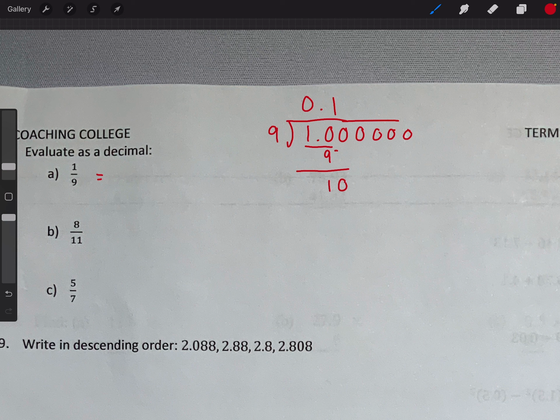Bring the 0 down. 10 divided by 9 is again 1. And then 1 times 9 is 9. Subtract, get 1, bring the 0 down. And as you can see, the pattern is going to continue. So we're going to get 1, 1, 1, 1, 1 forever. Now this is called a recurring decimal, because the decimal is going to repeat forever. So the way we write this is 0.1, and we put a dot on top of the 1. That dot tells us that that 1 is going to repeat forever.